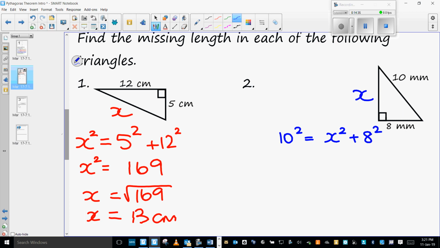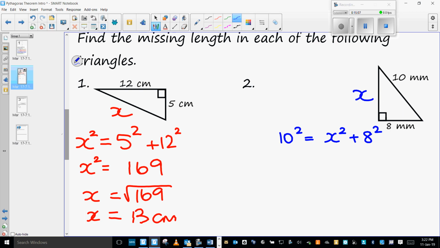Yeah. So 10 is my hypotenuse. So 10 squared would equal x squared plus 8 squared, because these are my two short sides. Yes? Remember the order doesn't matter. It could be 8 squared plus x squared. But they all have to be squared, and they have to equal the hypotenuse squared.